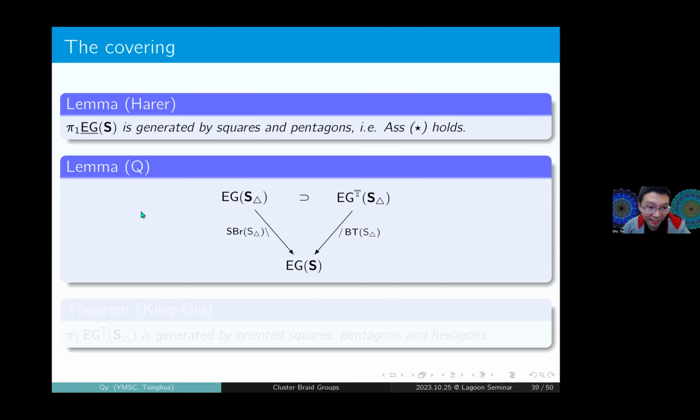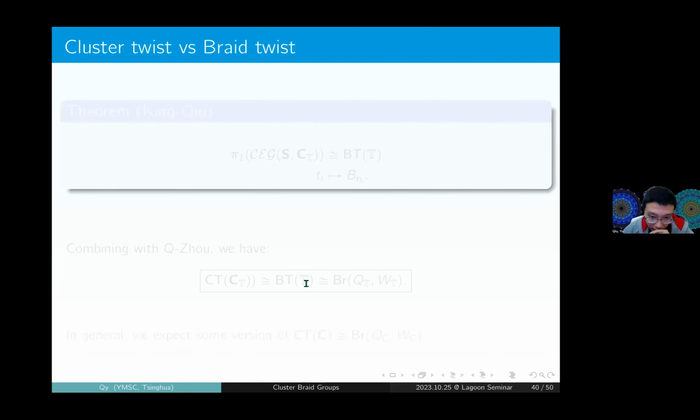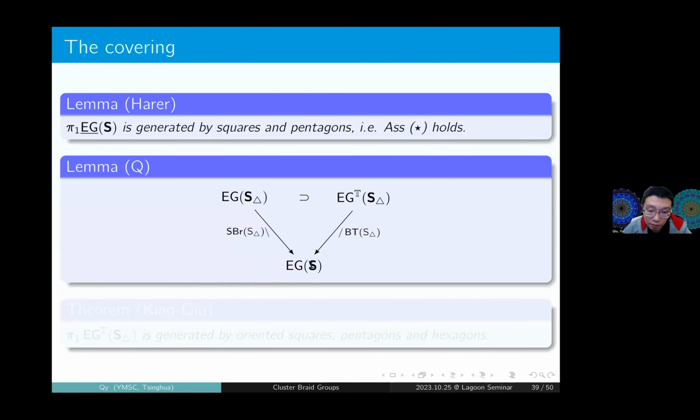And moreover, when you have a decorated version, the classic exchange graph, the exchange graph of decorated triangulation, naturally is a covering of this exchange graph of triangulation without decoration. And naturally, the covering group is the surface braid group. However, why we want this braid twist group is we want to take a connected component of the exchange graph of decorated triangulation. And if you do that, the covering group shrinks a little bit.